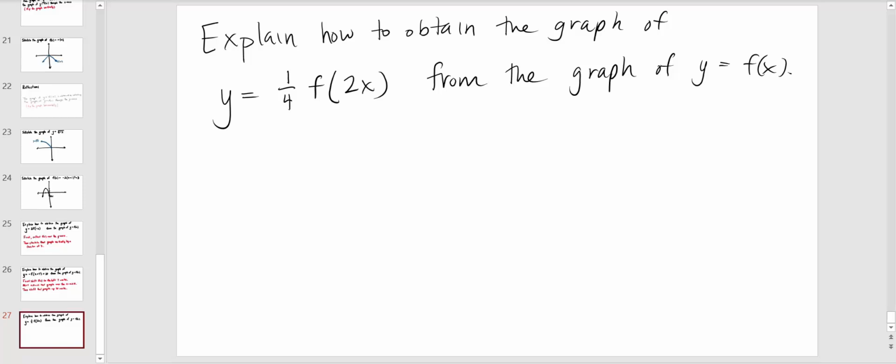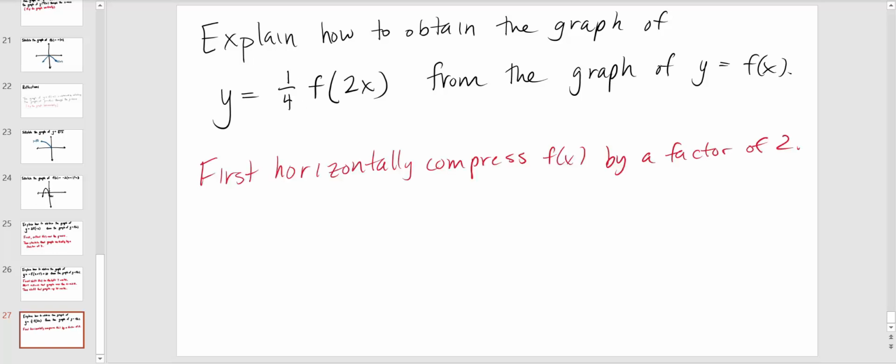First, we're going to start inside the parentheses. That's a horizontal effect. We're multiplying, so this is either going to be a stretch or a compression. What do you do when you multiply on the inside by a number bigger than 1? That's a compression. So first, horizontally compress the graph of y equals f of x by a factor of 2.